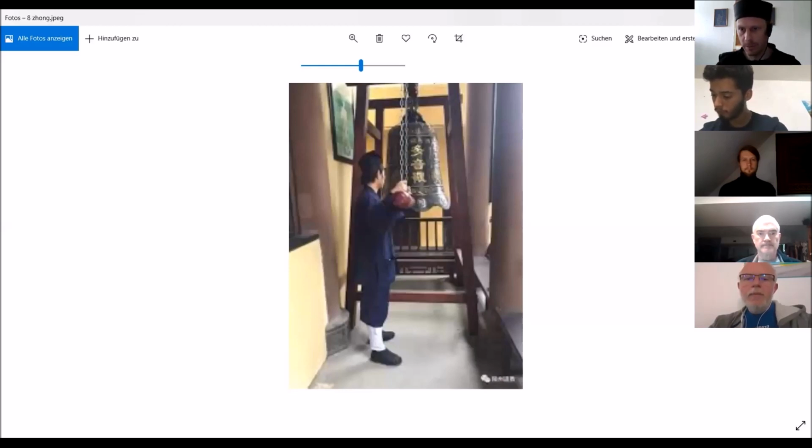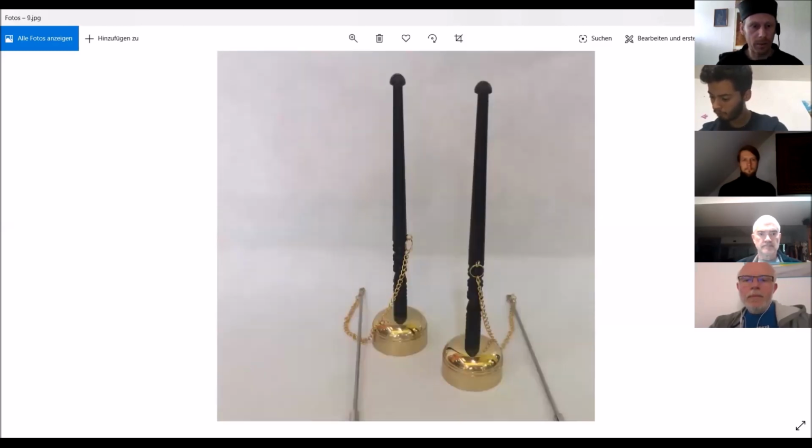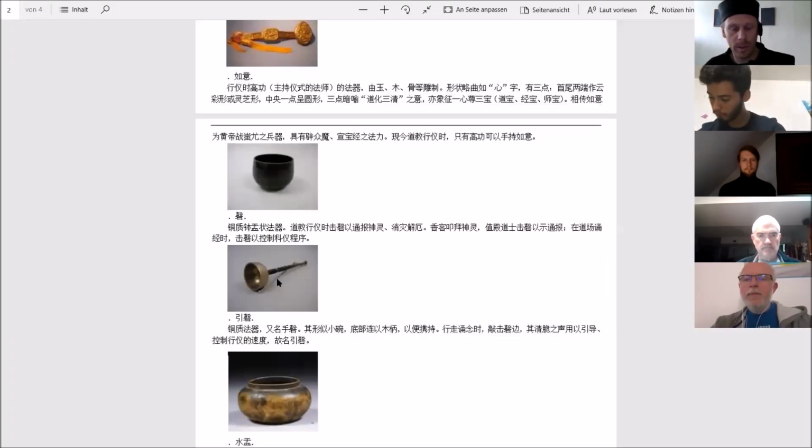Okay, we have more photos. The next instrument on my list, I need to go back to the list again. Maybe there's an easier way to switch this. The next instrument on this list is the so-called leading gong or leading bell.